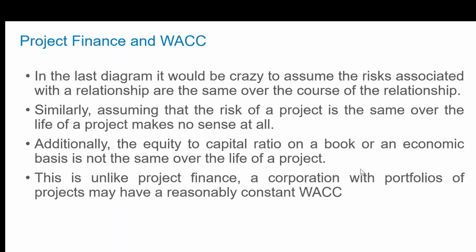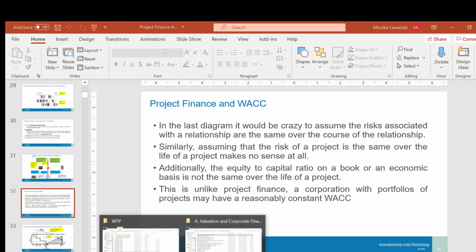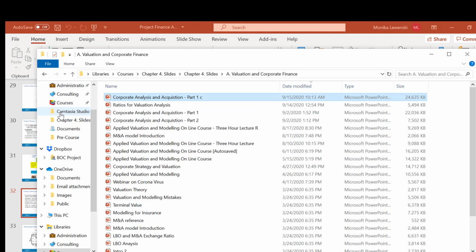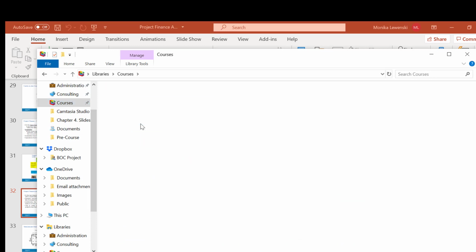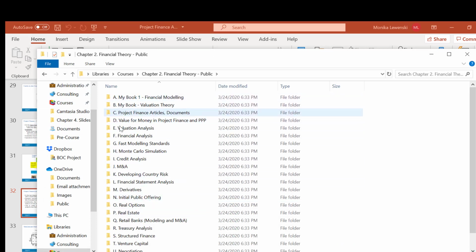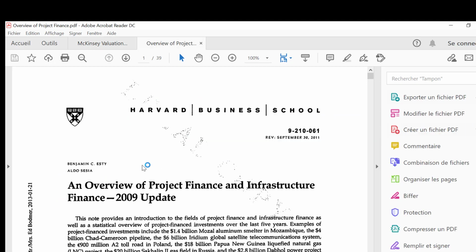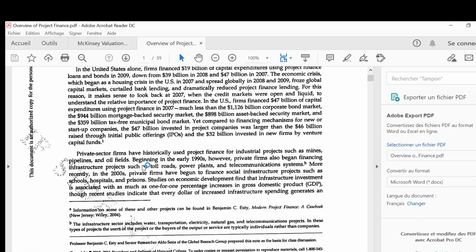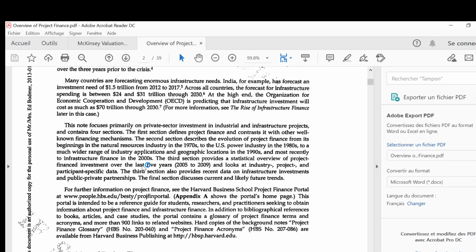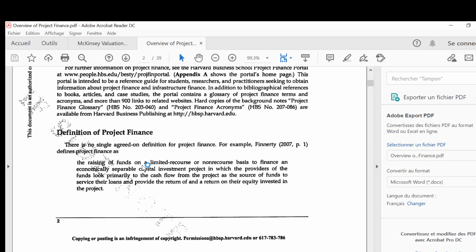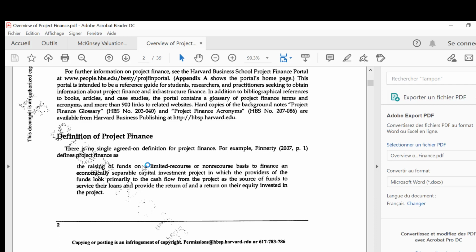Okay, so you can read all these fancy, silly little definitions. I should have put them in. So what I do on this one is sometimes I go to the chapters, and I go to chapter number 2. These are all these things that you can get. And in chapter 2, I put some project finance articles, and you can even look at this overview of project finance. And in this overview, this is an old one, but they have the definition. The raising of funds on a limited or non-recourse basis to finance the economically separable capital investment to providers of funds, and so on.